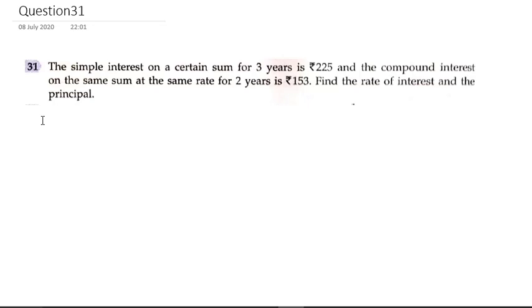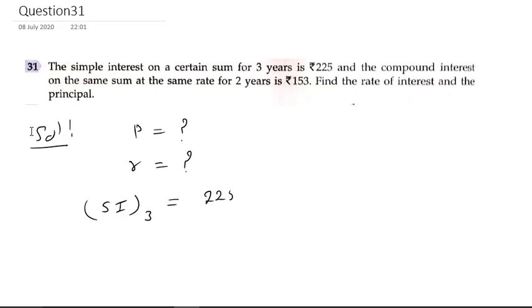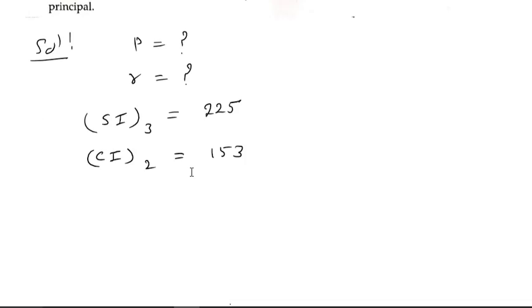So in the problem, you have to find the value of P and the value of R. And what is given? You are given simple interest for 3 years, which is rupees 225, and compound interest for 2 years, which is rupees 153. So let us write the formula for simple interest and compound interest.